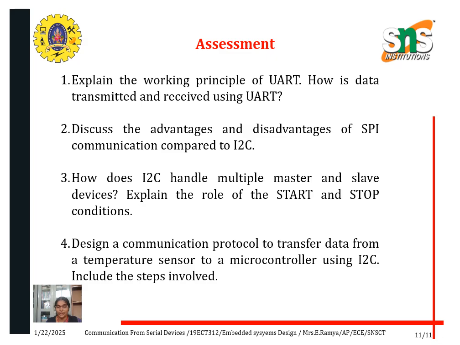Students, I hope you understand the concept of UART serial communication from the serial devices.